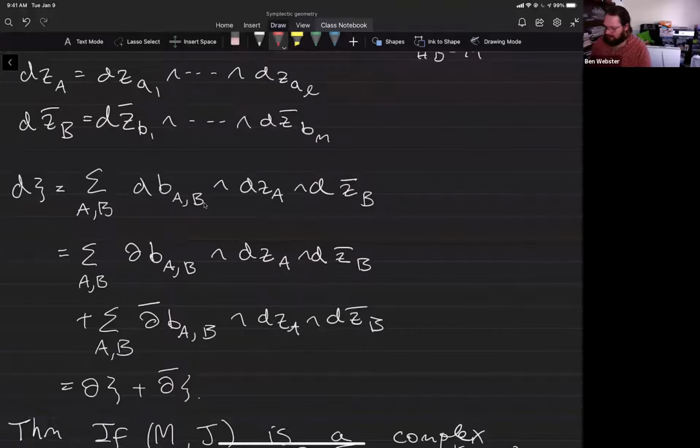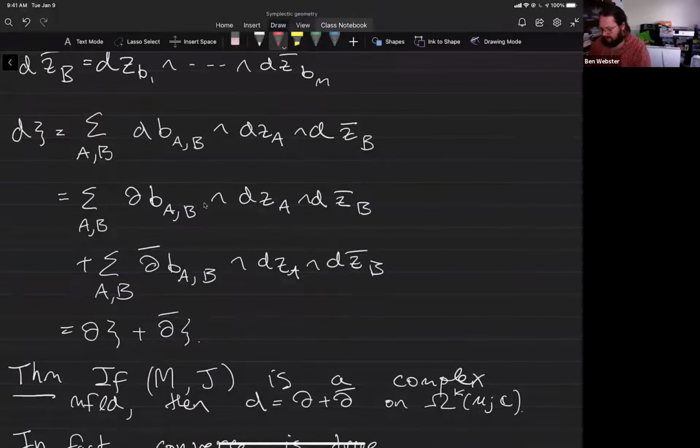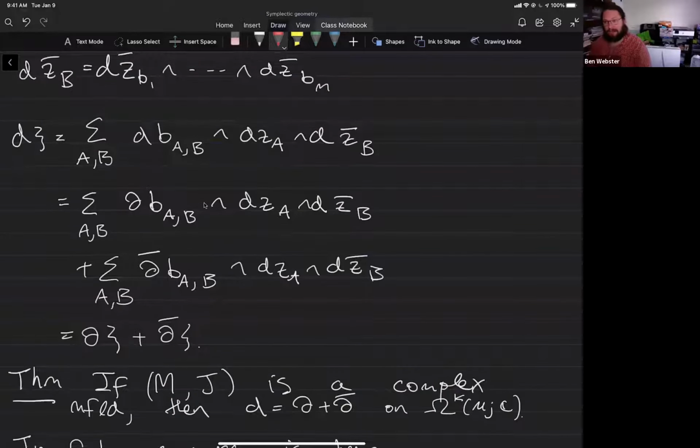So on C, I can then compute the exterior derivative of this. All I have to do is take d of these coefficient functions b and wedge that with dz_a and dz̄_b. These are already closed because their exterior derivative is 0. I can then use this way of splitting the differential of a function as ∂ plus ∂̄, and I get that dc is ∂c plus ∂̄c. Whew, all right. So this tells us that if we have a complex manifold, then it's correct that d is ∂ plus ∂̄.